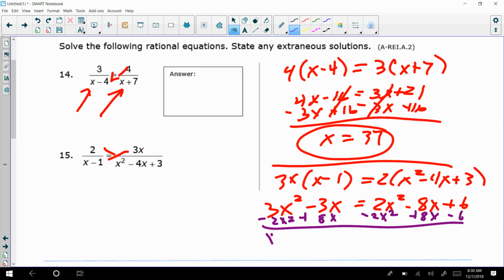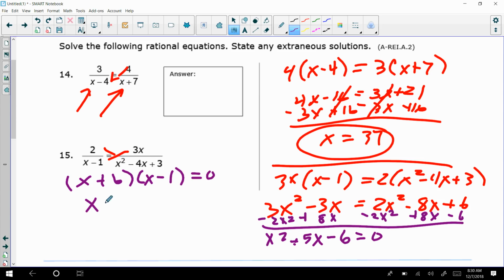So I'll have x squared plus 5x minus 6 equals 0. And then we can factor this and solve. So I have x, what is that? Minus, actually plus 6, x minus 1. So x equals negative 6 and x equals 1.